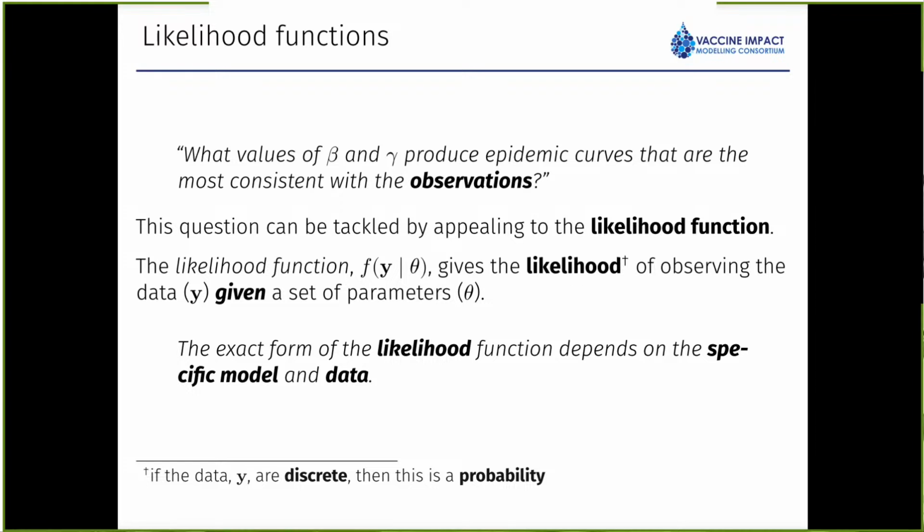And this is the conditional probability distribution of the data given the parameters. So this is the dependency structure we have. And this function is known as the likelihood function. And the key thing here is that the exact form of the likelihood function depends on both the model and the data. I'm going to come back to this shortly.